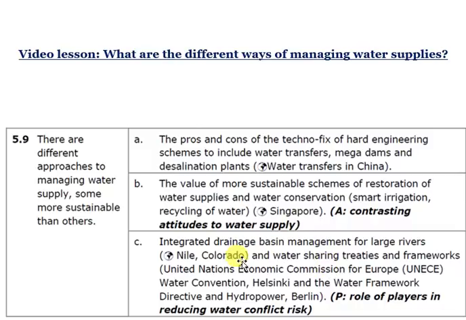And then finally, we've sort of covered a bit of this with the Colorado River, where it's not always going to result in conflict when different users, different stakeholders, disagree over how supplies should be allocated. There are numerous examples of part agreements or frameworks where countries have got along.